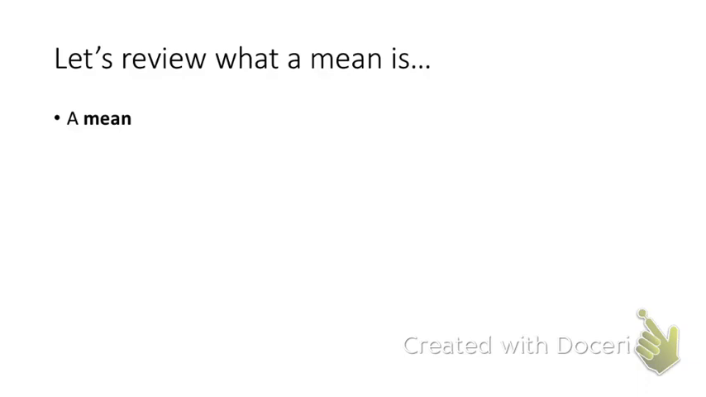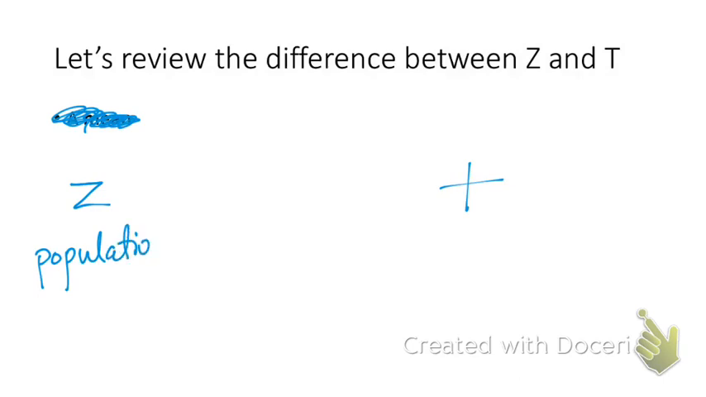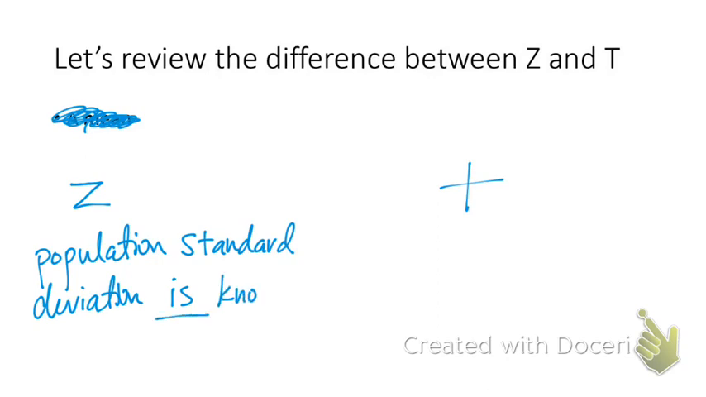Let's review the difference between Z and T. And this should not be there. I don't know why I have that there. Forgot to fill in. So if I have Z and I have T, I've got two columns. How do we know that something is Z versus something being T? Population standard deviation is known. Which is what symbol? Sigma, that little curly o.